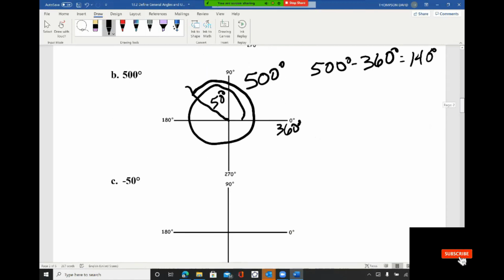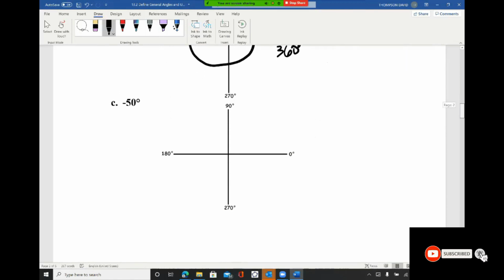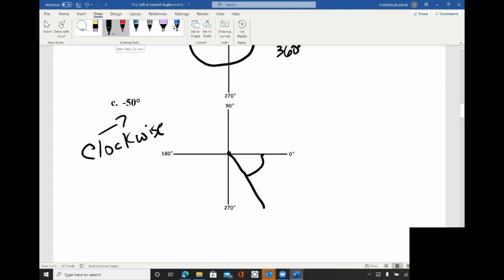And keep in mind, we're going clockwise to get negative 50. Negative angles mean go clockwise, whereas positive angles go counterclockwise. So to get to negative 50, we need to go back 50 degrees. So this will be my negative 50-degree angle. And we're done plotting angles.